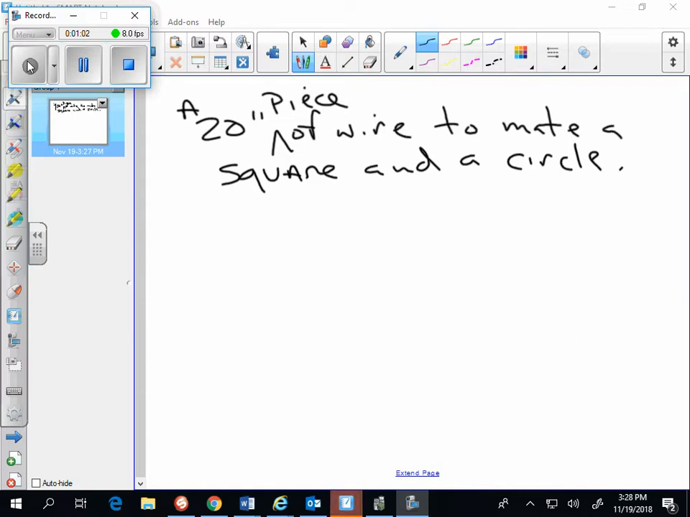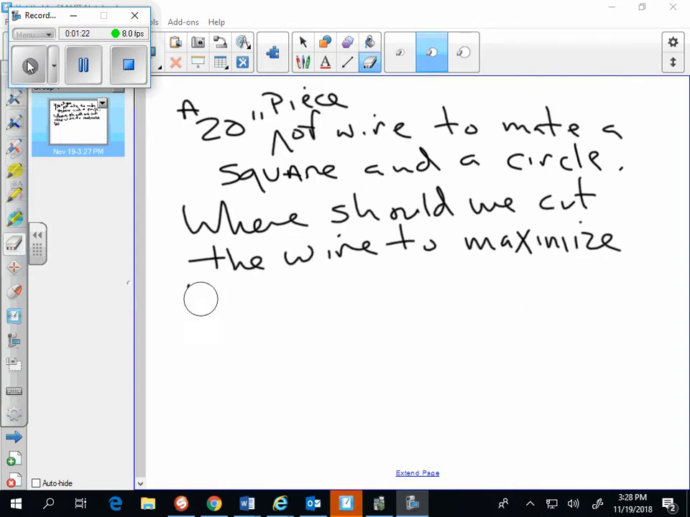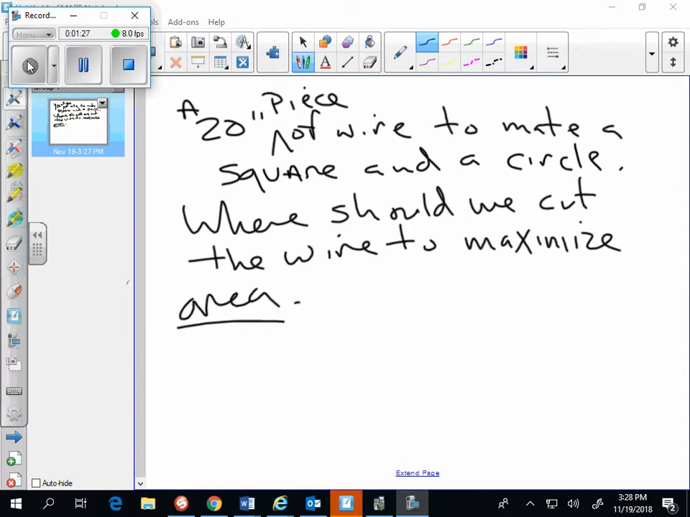And what we've been asked is, where should we cut the wire to maximize area? Okay, that's what we're trying to do, maximize area. And what area? The total area of both the square and the circle. Okay, so we want to add the area of the square, add the area of the circle, and get a total area, and we want that total area to be maximized.